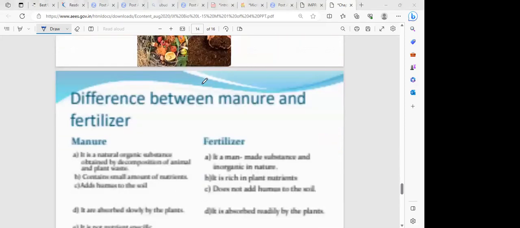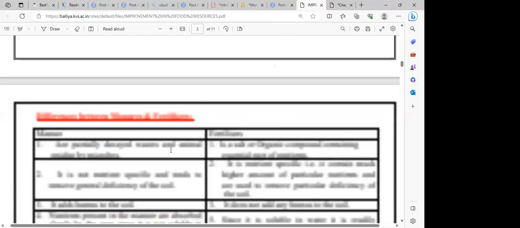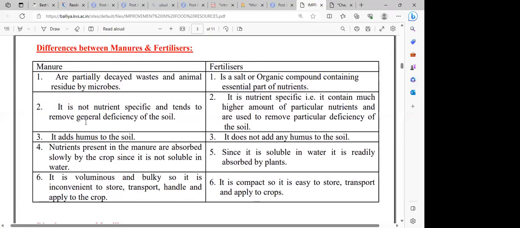Okay. Now we will be doing the difference between manures as well as fertilizers. Manures are partially decayed waste and animal residue broken down by microbes. Fertilizer is a salt or organic compound containing essential nutrients. Manure is not nutrient specific and tends to remove the general deficiency of the soil. Fertilizer is nutrient specific. It contains a much higher amount of particular nutrients and is used to remove a particular deficiency of the soil. Very, very important.